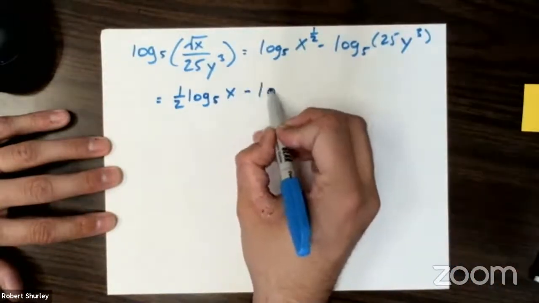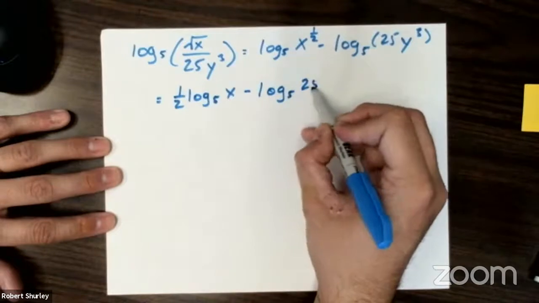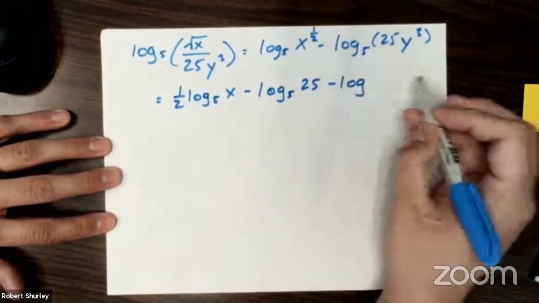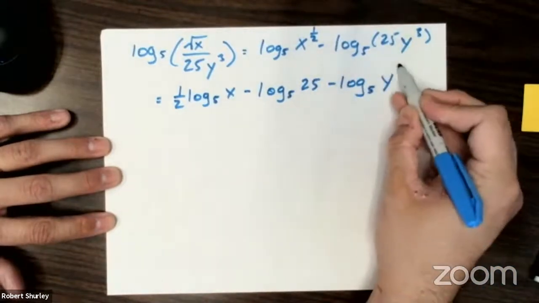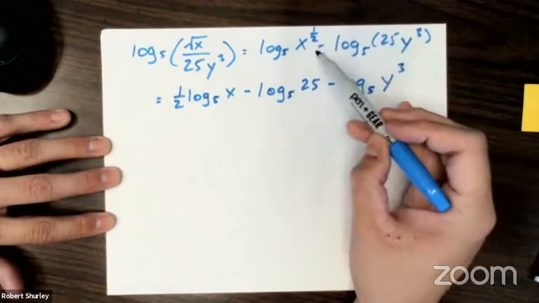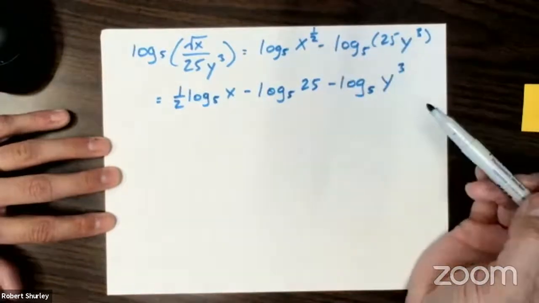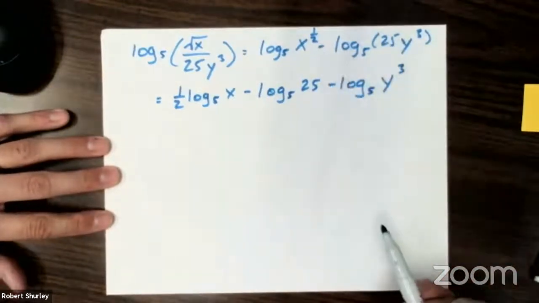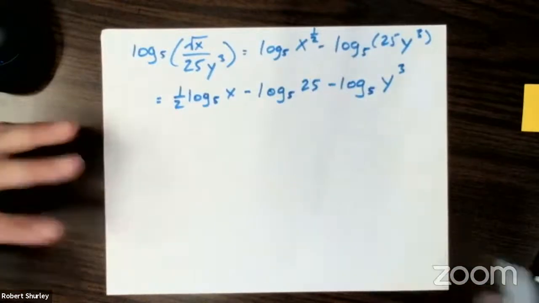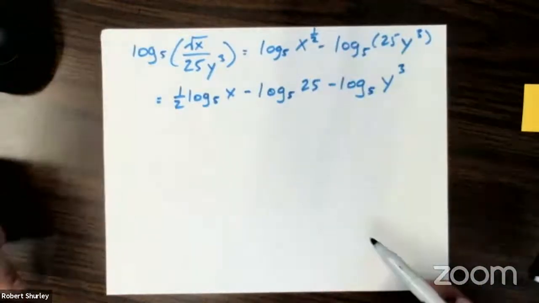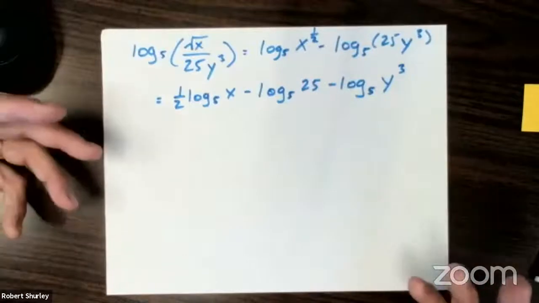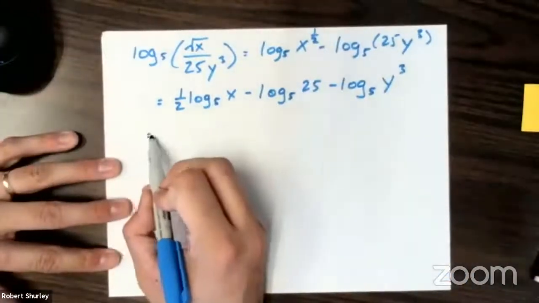And you could say minus log base 5 of 25 minus log base 5 of y cubed. And it's because this minus sign means you have to negate both of them. Okay, you're distributing that minus sign through. So unlike before where I did it at the very end, you can do it at the very beginning. Both are fine. There's nothing wrong with that.